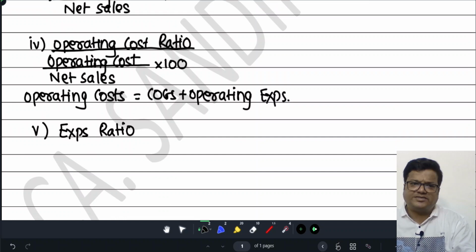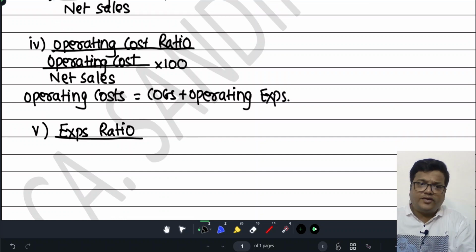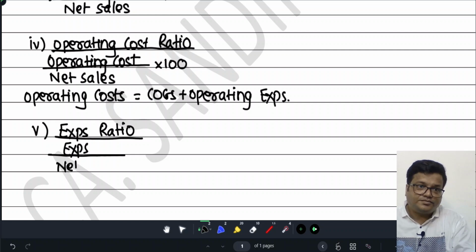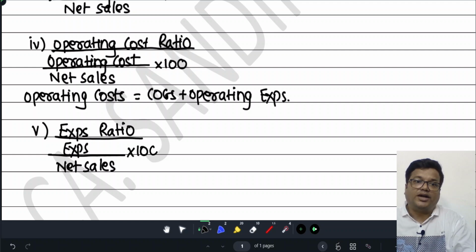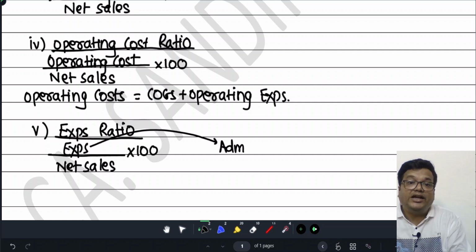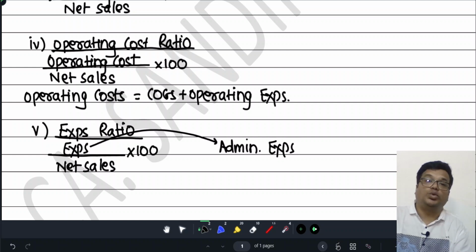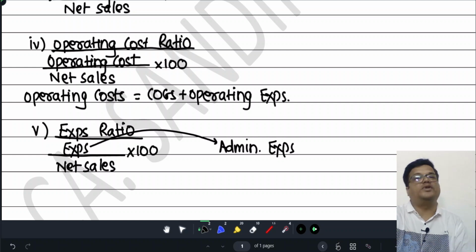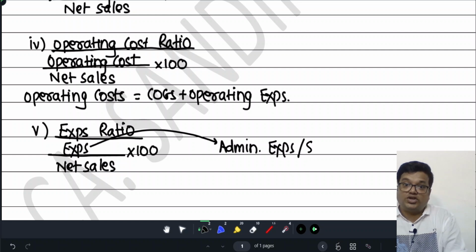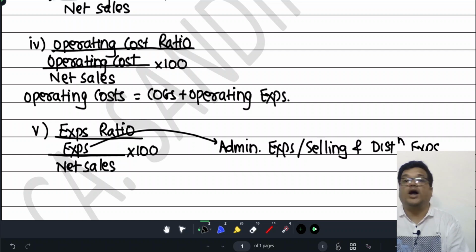Okay, and then fifth ratio would be any expense ratio. Means what? Okay, first let's make the formula. Our rule is very simple. In the numerator, we'll put the name, so we'll put the expense, and in the denominator, we'll put what? We'll put net sales into 100. Now, importantly, what I mean by expense over here, see guys, in exam, suppose you are asked for administration expense ratio, what will you do? Sir, we will in the name of the expenses, we'll put administration expense. Suppose in the examination, they ask you selling and distribution expense ratio. Oh my God, what will you do? Very simple, sir. In place of expenses, we'll just put what? Selling and distribution expenses. Okay, right, friends?